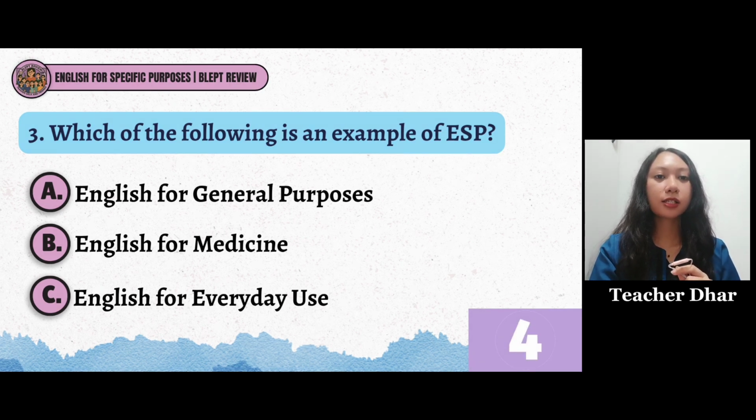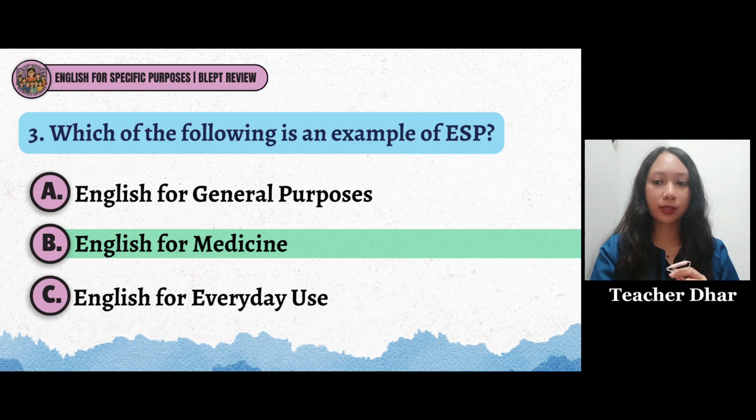Alright, the correct answer is letter B, English for medicine, because it focuses on teaching English language skills specific to the medical profession, and it covers specialized vocabulary, concepts, and communication skills used in medical contexts.